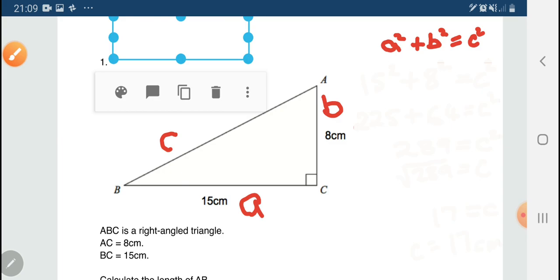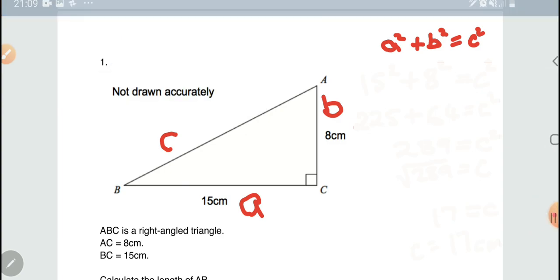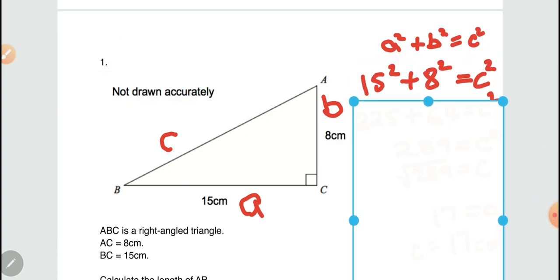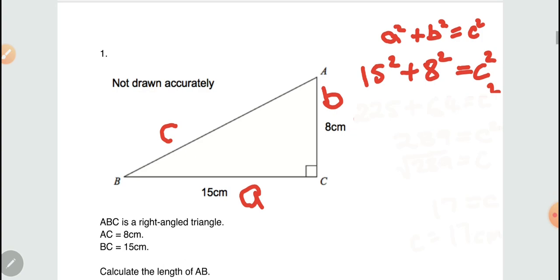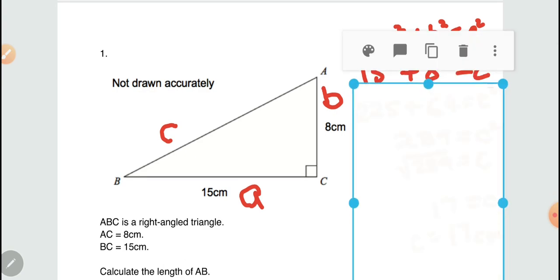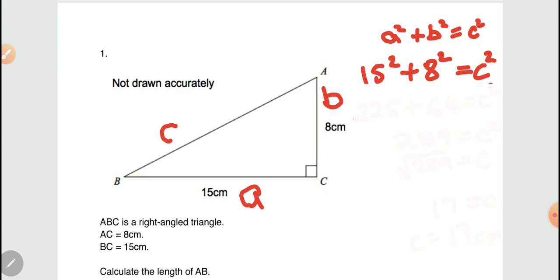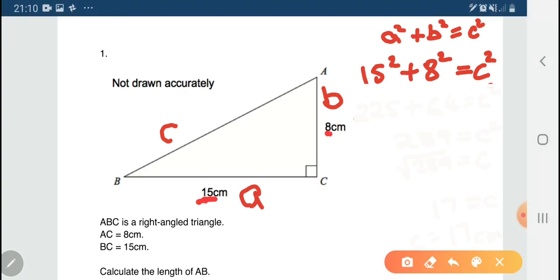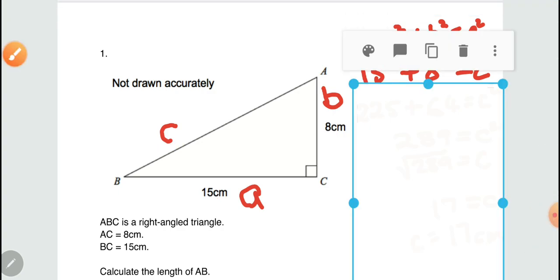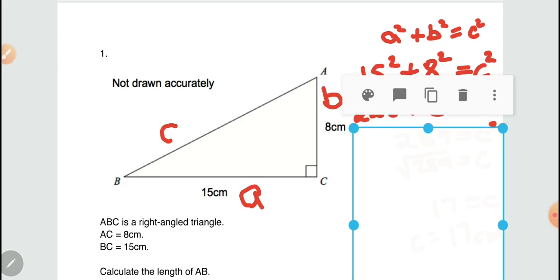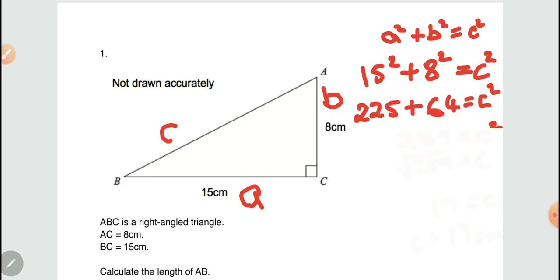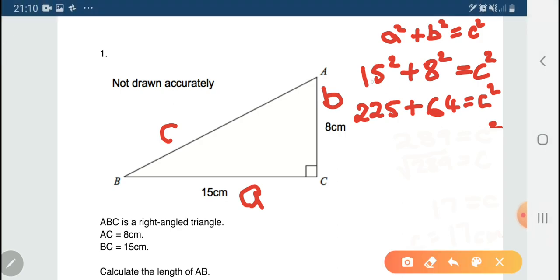So now in this particular question, a is 15, so 15 squared, and b is 8. So this 15 squared plus this 8 squared should equal c squared. So we know that 15 squared is 225 and 8 squared is 64.